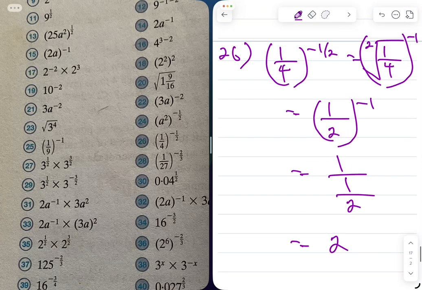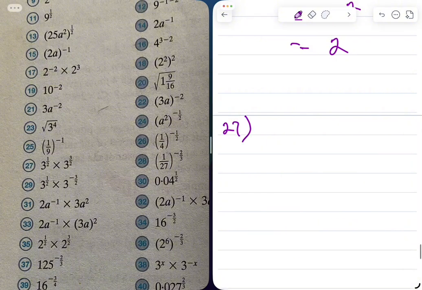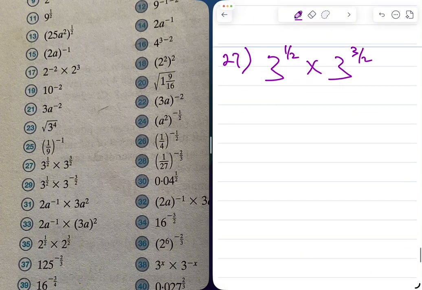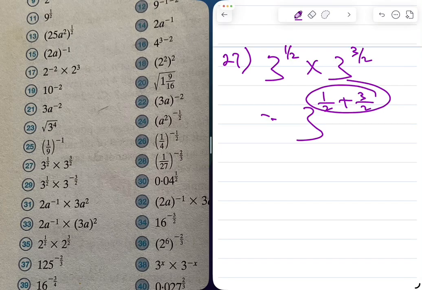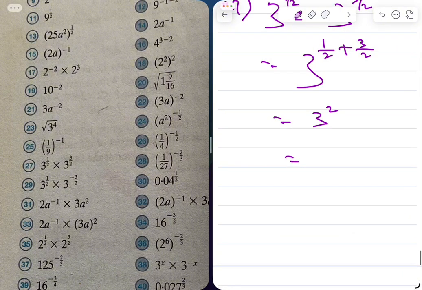Now to the next one, which is number 27. The question is 3 raised to power 1 over 2 times 3 raised to power 3 over 2. And that's equal to 3 raised to power 1 over 2 plus 3 over 2. 1 over 2 plus 3 over 2 is 4 over 2, which is 2. And that's the same as 3 raised to power 2, which is 9.